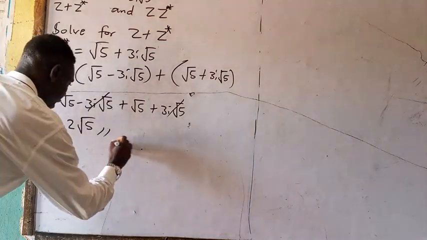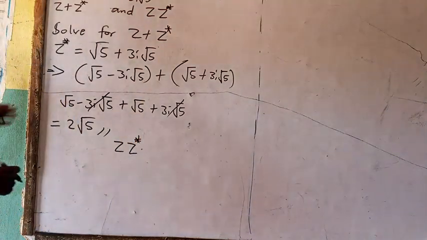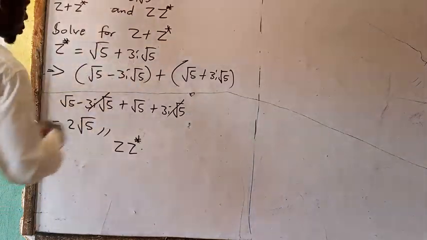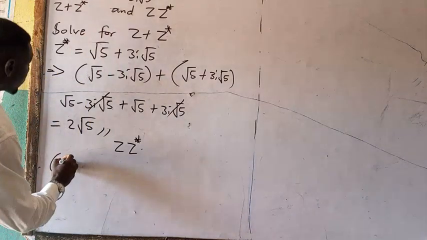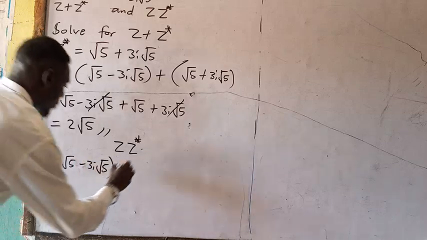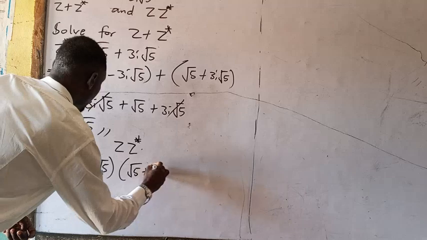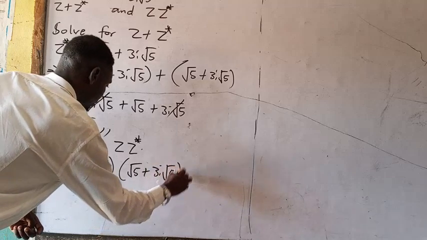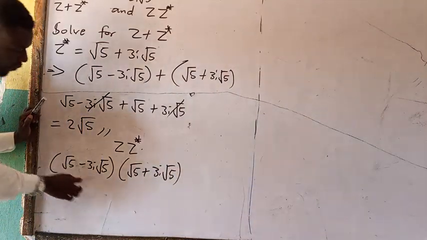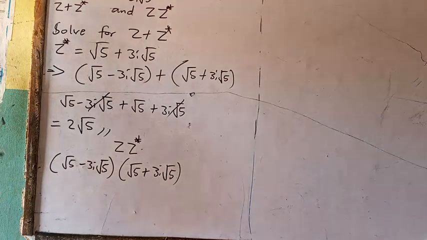Now let's go to z times its conjugate. Now I want you to pay attention to what I'm about to do. I want to use the original one to multiply its conjugate. So you always put it in a bracket: root 5 minus 3i root 5 times its conjugate, root 5 plus 3i root 5. Since it is multiplication, you're going to use this root 5 to multiply everything here. Then you're going to use minus 3i root 5 to multiply everything again. This is how we do it.